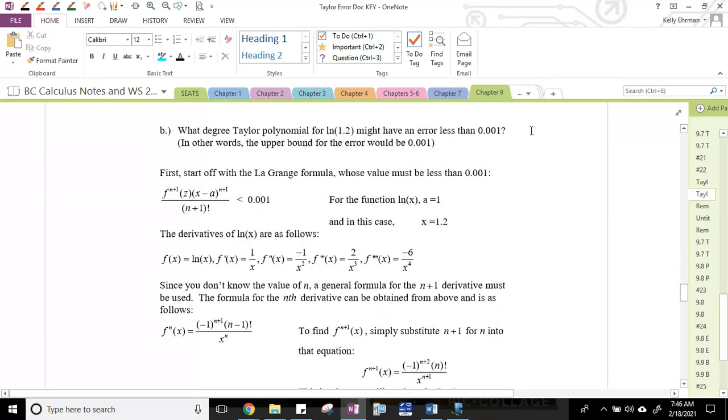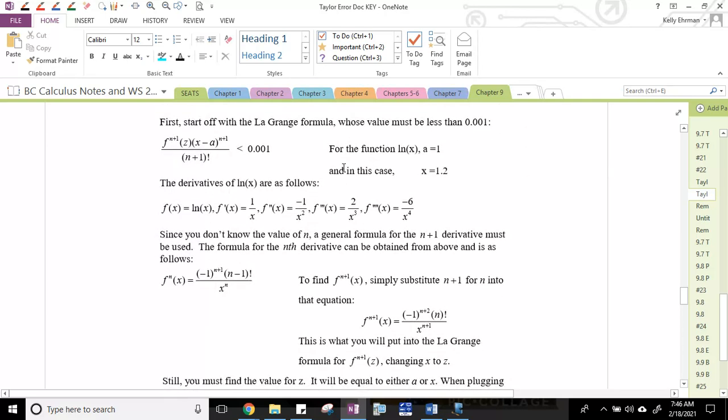Here's another example. What degree Taylor polynomial for natural log of 1.2 might have an error less than 0.001? Okay, so first start off with the Lagrange formula that we have. So setting up my formula. And then remember, we have to figure out a pattern. We did this in yesterday's notes, and I think on the homework last night. What is the pattern for the derivatives of natural log of x? So you can see here's natural log of x, take some derivatives. What does the pattern come out to be?